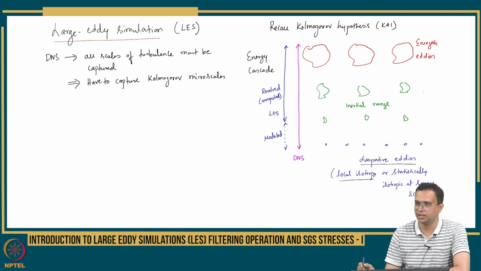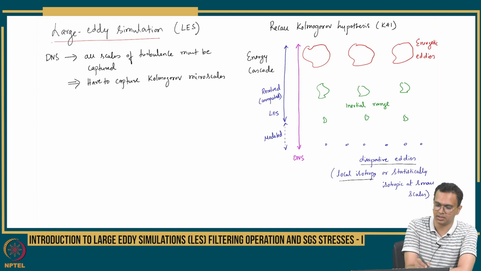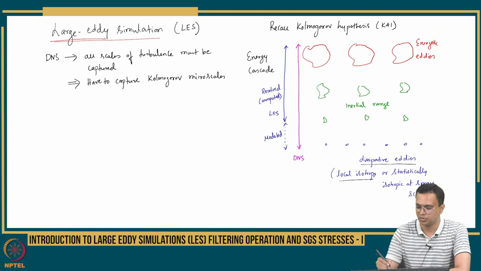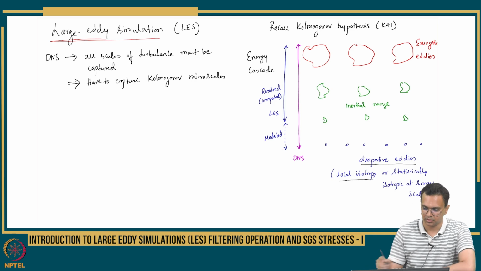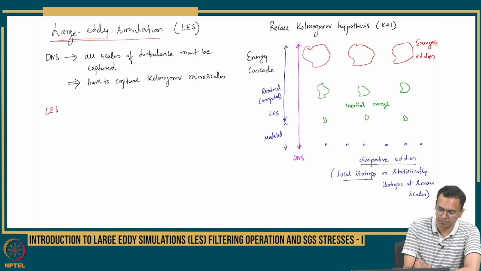It's just that DNS would capture all the scales. In LES, depending on your mesh size, you would capture mostly the large eddies, and that's how the name came here, the large eddy, because you are capturing the large scales by modeling the small scales. Okay, so in LES, large scales are computed.